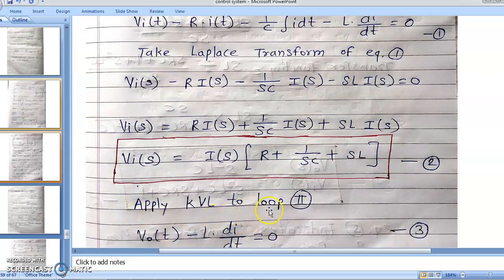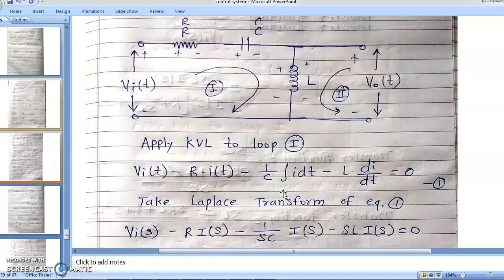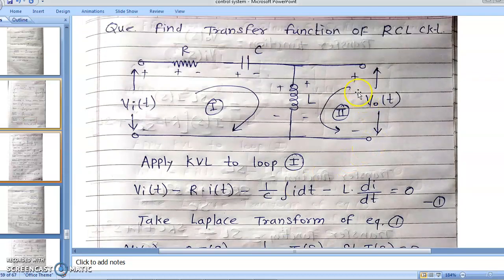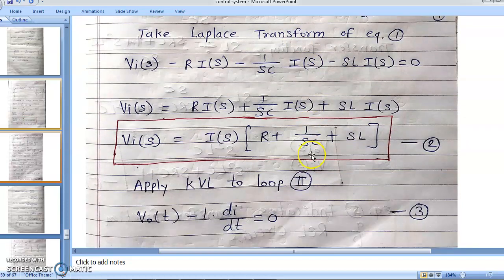In a similar way, apply KVL to loop 2. In loop 2, this is the output voltage V_out(t), and we are applying it in the anti-clockwise direction. So we have minus the voltage drop across the inductor, minus V_L, that is, minus L di/dt, is equal to 0. The sum of voltages in a closed loop is equal to 0, that is, the algebraic sum of voltages in a closed loop is zero.